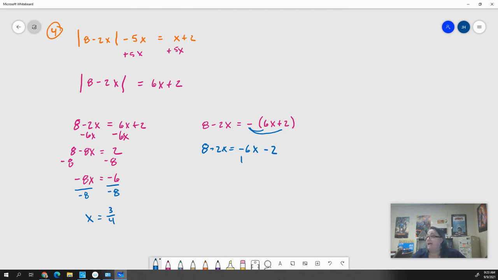Only this time we're going to add 6x to both sides because we have a negative instead of a positive. We're going to get 8 plus 4x. That is a 4. It didn't look like it. Equals negative 2. And we're going to subtract our 8, and subtract our 8. And we're going to get 4x equals negative 10. And we're going to get another fraction, but it is okay because we're not afraid of them.